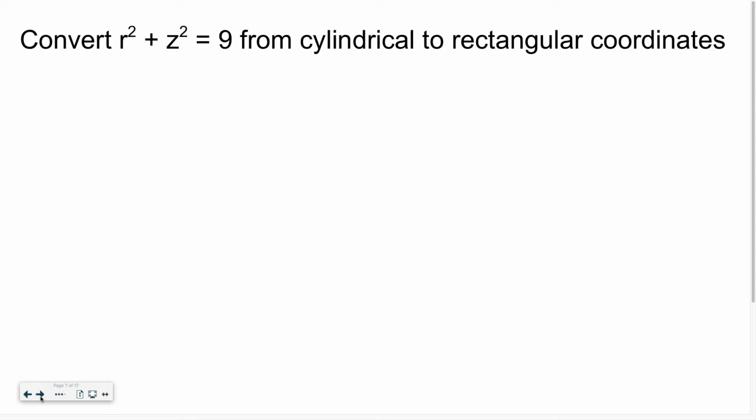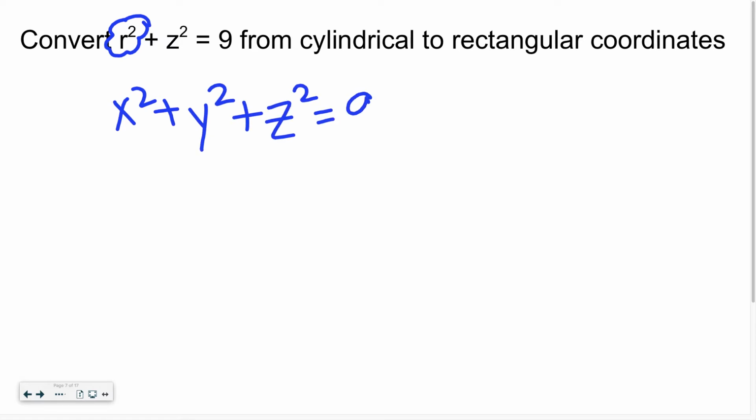Okay, write this one down. Z equals Z. We got that part down. But how do we get rid of this r squared? Plug in x squared. We know r squared is x squared plus y squared, and x squared plus y squared plus z squared equals 9 would represent a sphere of radius 3.